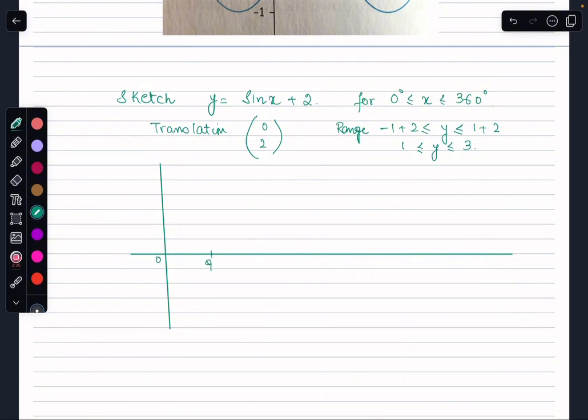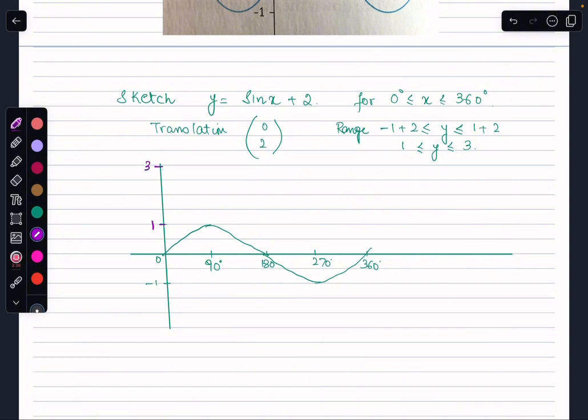So I shall be having 0, 90, 180, then 270, and then 360 here. So if I just sketch the basic graph, then the basic graph over here has the range from -1 till +1 here. And now the range that we have says that it should be from 1 up till 3. So let's have it in a different color. It should be from 1 up till 3.